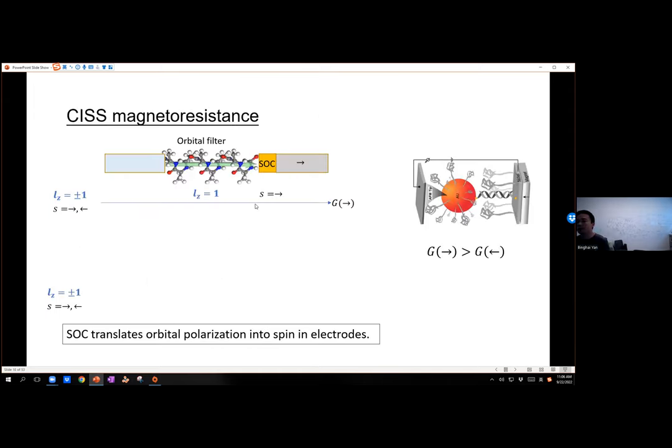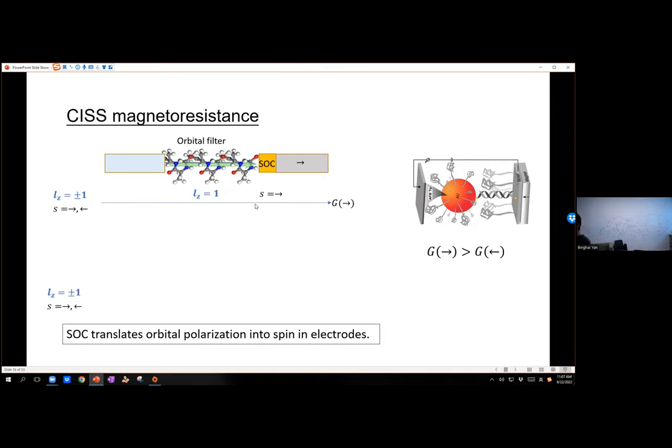The picture we propose is, as I said, a chiral molecule plays the role of an orbital filter. When electrons come from the left without orbital polarization and without spin polarization, they go through the molecule and the orbital starts to be polarized.